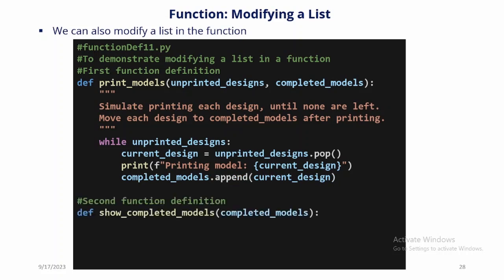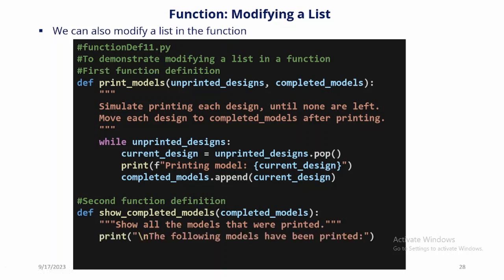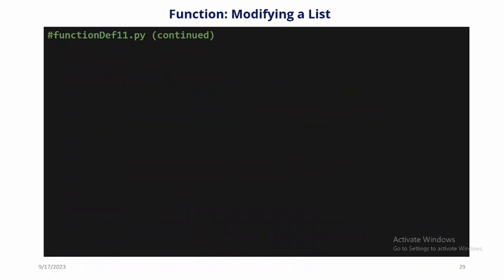We define a second function which will now show us the completed models. We call it def show_completed_models. In this case, we pass the completed models that had been modified in print_models into the new function. So what it does is show all the models that were printed. So we say print the following models have been printed, and we say for completed_model in completed_models, print completed_model. Our two functions are ready.